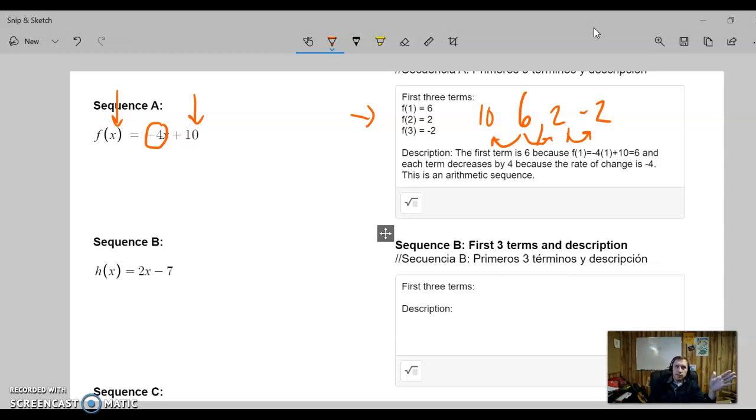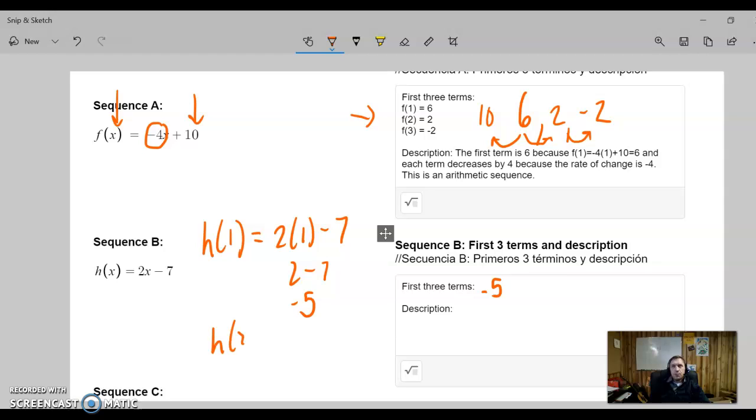Go ahead and pause sequence B, pause this, see if you can find those first 4 terms. All right, you're back, you paused, you tried it. So here we go. H of 1 equals 2 times 1 minus 7. 2 minus 7, well, that's -5. So my first term is -5. H of 2 would be 2 times 2 minus 7. That's 4 minus 7. 4 minus 7 is -3.